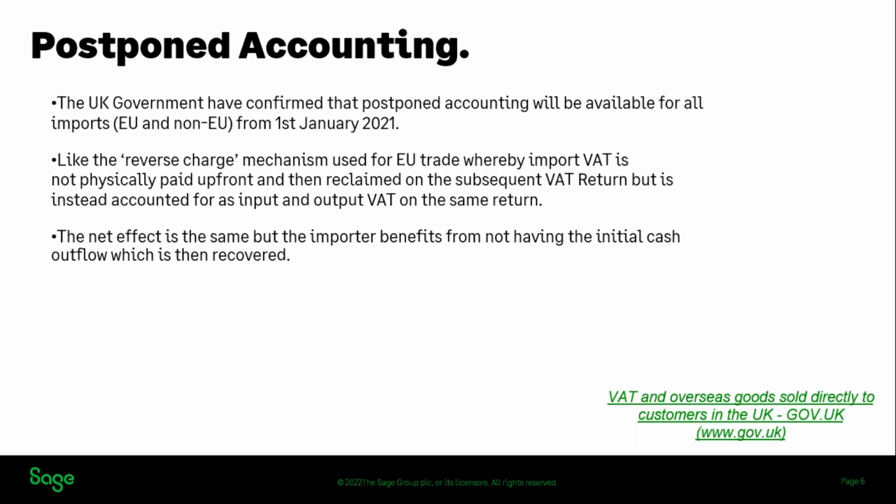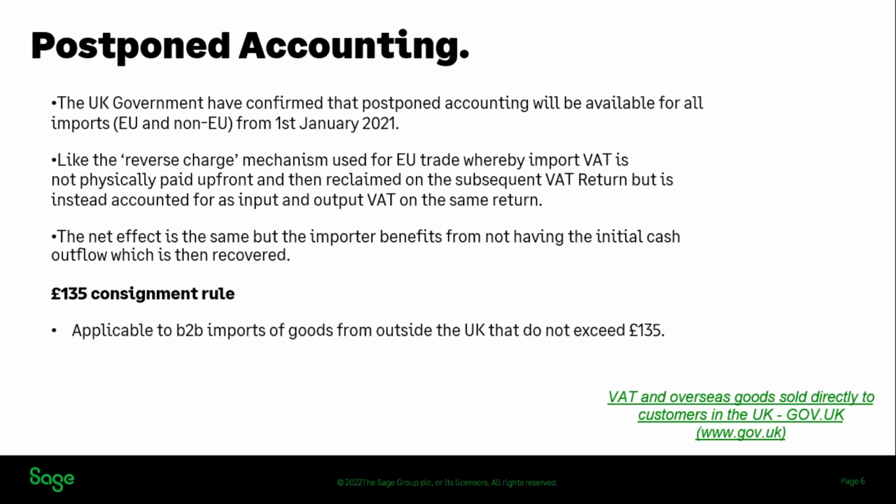Now, in addition to postponed accounting, there is another scheme which works very similarly in terms of the VAT return. And this is the £135 consignment rule. This is for very small imports into the UK that are less than £135 for the entire consignment. Again, there's lots more information on what's included in a consignment at the same link on the screen there for you. But if you are importing business to business, and it's less than £135, then it may be that you can process under the £135 consignment rule.